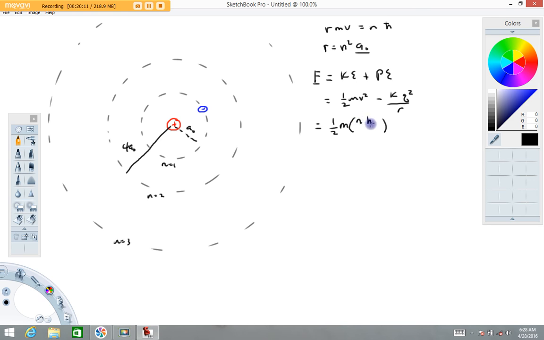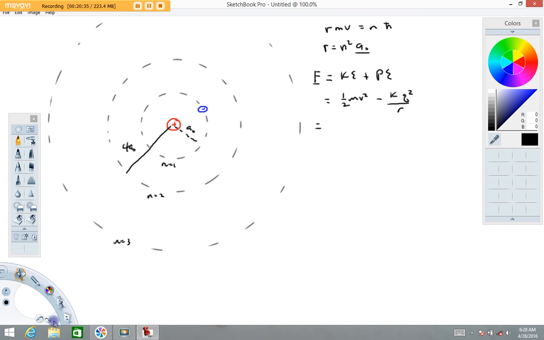So n h bar over r m, and that's being squared. And then minus kq squared over r. Whoops, I've got to back up. That was not what I wanted to do there. I'm sorry. That is true, but not what I want to do. I'm going to back up.